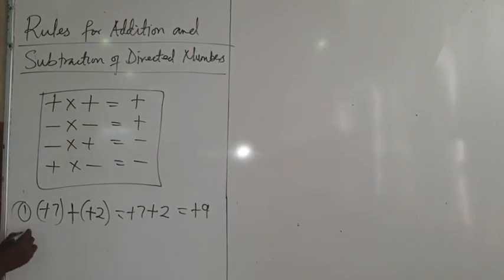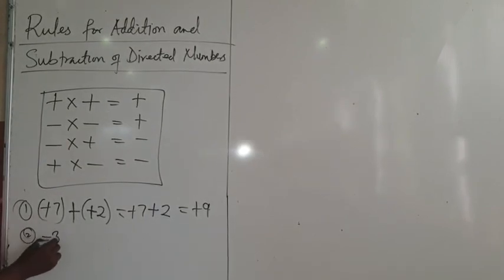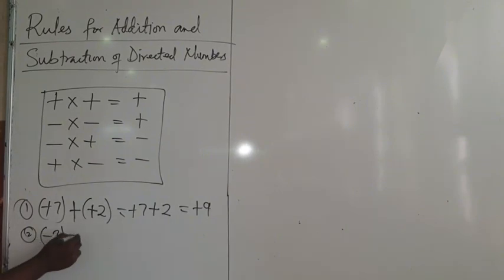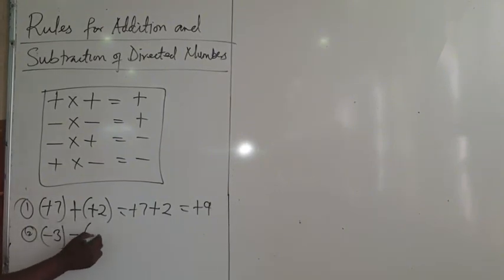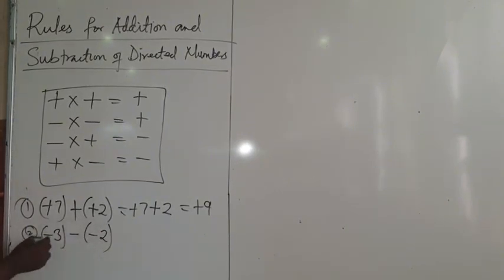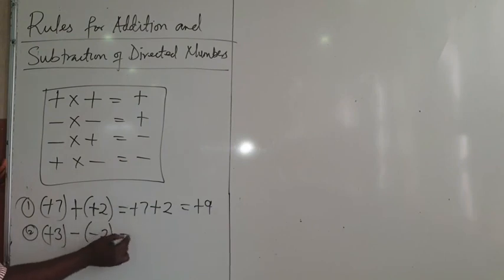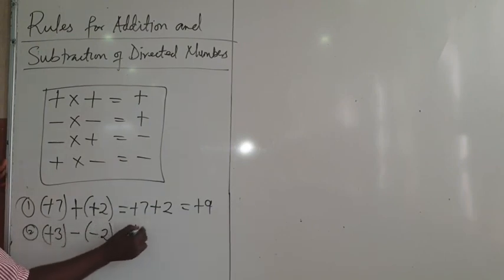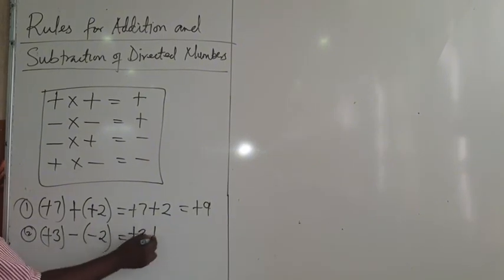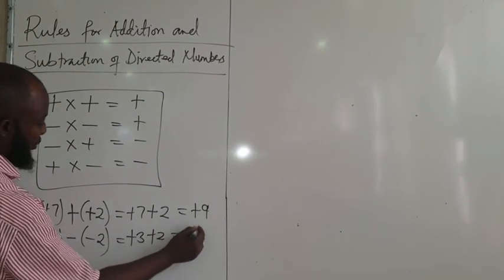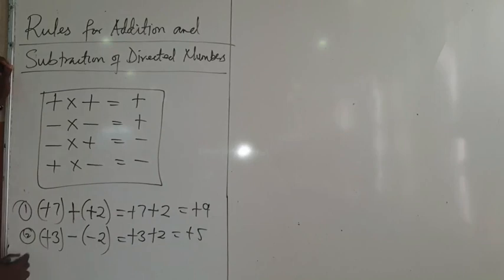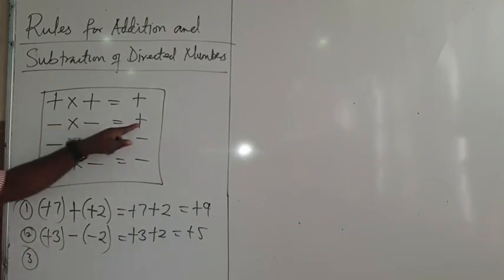Then for the second one, we have minus 3, right? Minus 2. Let's say plus here. So plus 3 minus 2. So what we're going to have is this. So minus times minus is plus. So this means plus what? 3 plus 2. That is what? Plus 5.